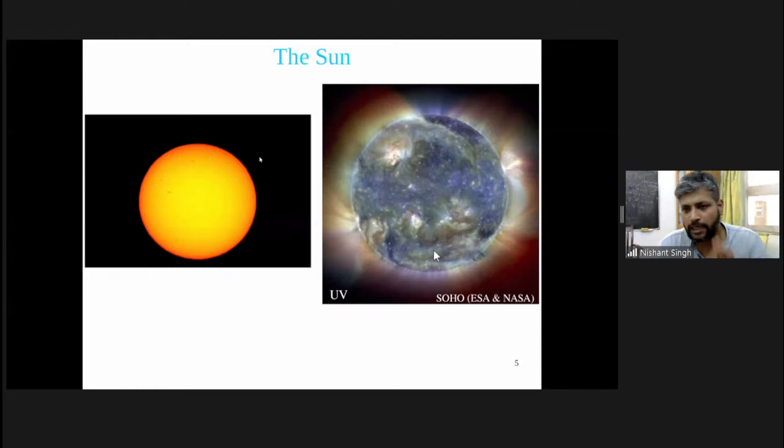This looks a bit boring if you look at it in visible light, to the naked eye. Now, if you use a telescope and observe the same Sun in UV, you find very interesting structures. There are these loops, these open field lines. It's a very interesting structure that you find as you start to see the Sun in different wavelengths.